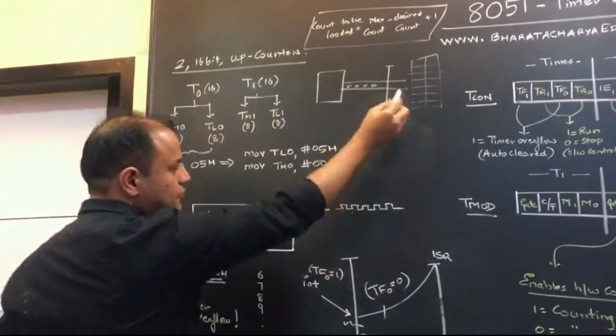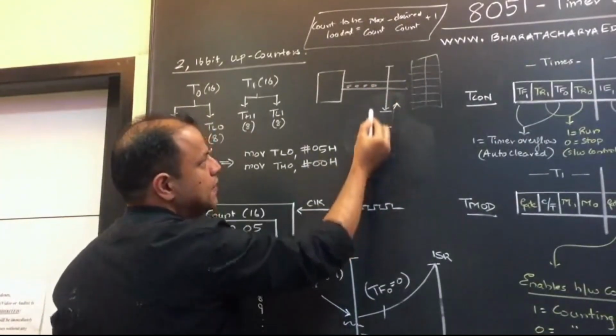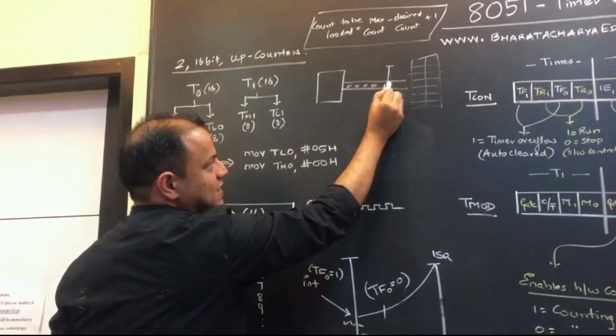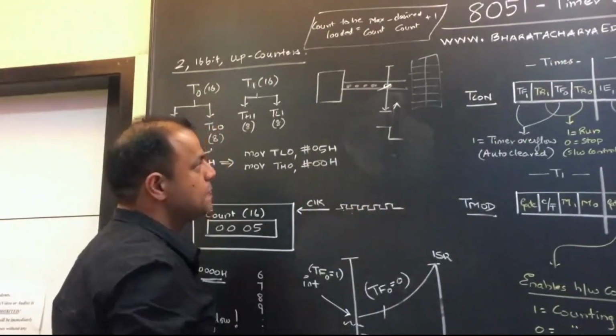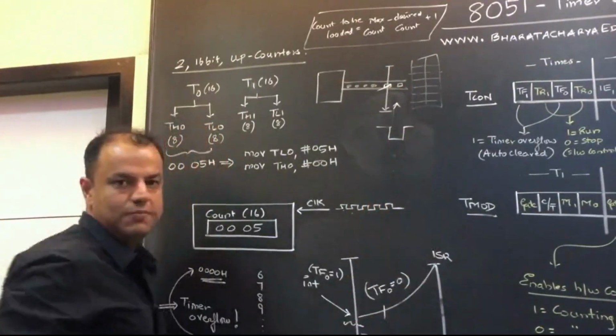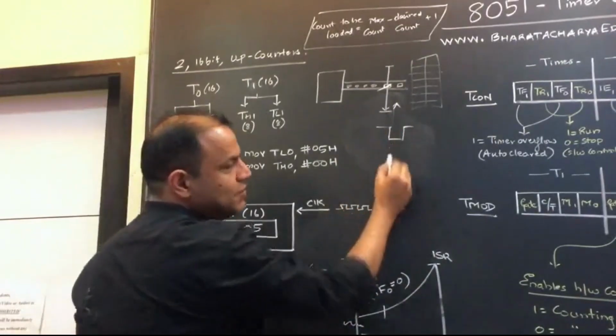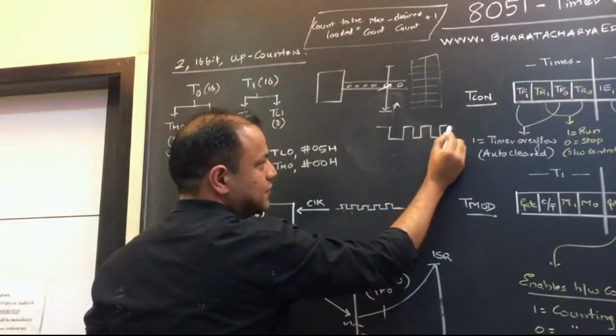Now, when light is falling, it's at logic 1. When a product starts passing, it blocks the light. As it blocks the light, this becomes logic 0. When the product finishes passing, the light is again re-established. So it becomes logic 1. So in this much time, one product has passed. The next and the next.